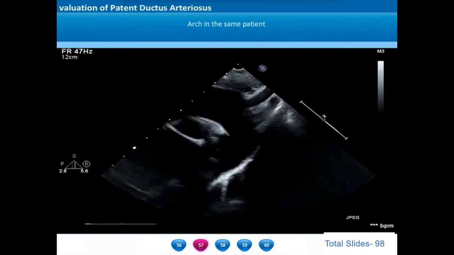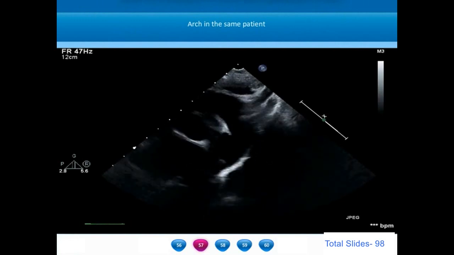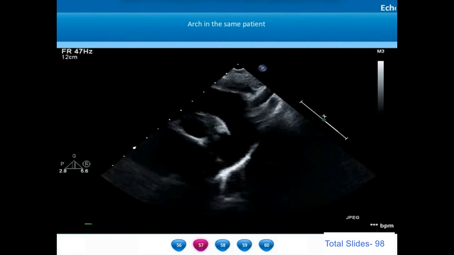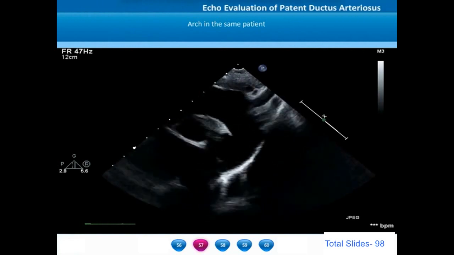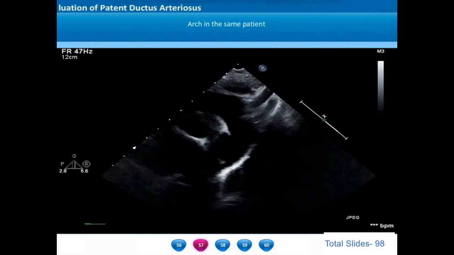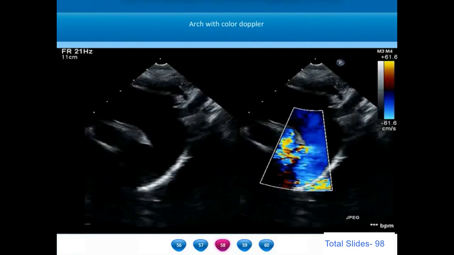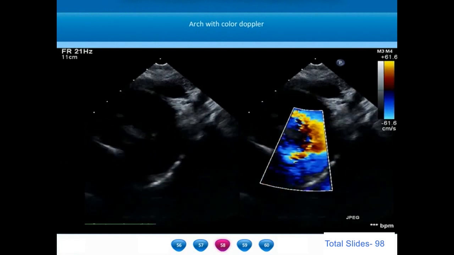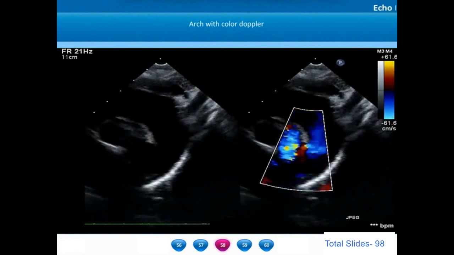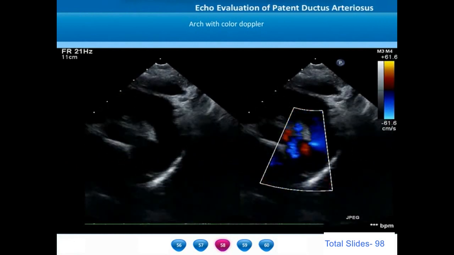From the suprasternal view, we take the long axis of the aortic arch. We can see the entire ascending aorta, the arch branches and the descending thoracic aorta. This view is taken primarily to exclude a posterior aortic shelf and to measure the aortic dimension, the region of the aorta opposite to the ductus. When we do a color Doppler interrogation, we can notice a flow reversal in the descending thoracic aorta into the ductus arteriosus.